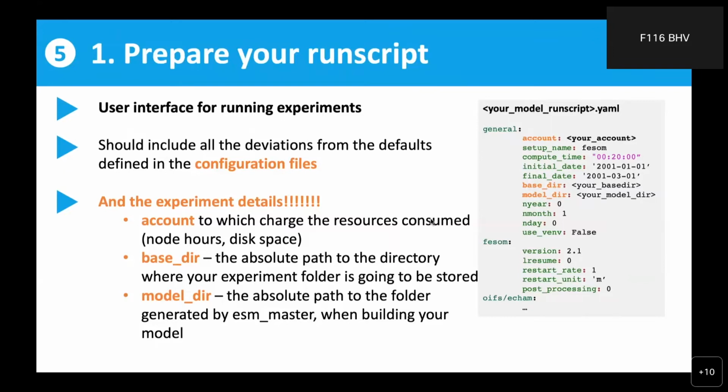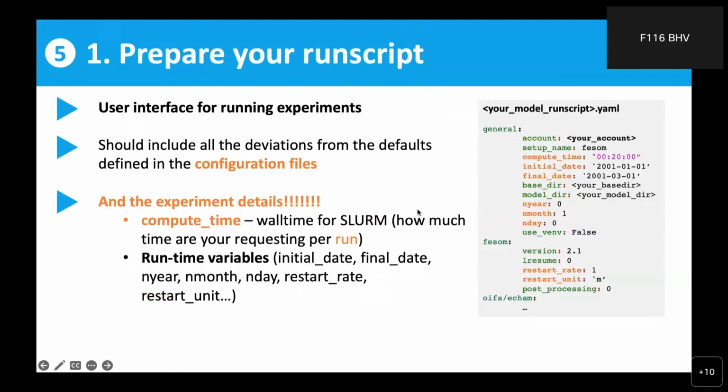We will look at the structure of the experiment folder because that's pretty important. But yes, exactly, the base dir is the path until where you're going to be putting your experiment folder. And then we have model dir. The model dir is the place where you have compiled your, in this case, couple setup. So basically, it will be an absolute path to your folder called AWI-ESM 2.1 or AWI-CM 3.1. And you have to feed that inside the general section of your run script.